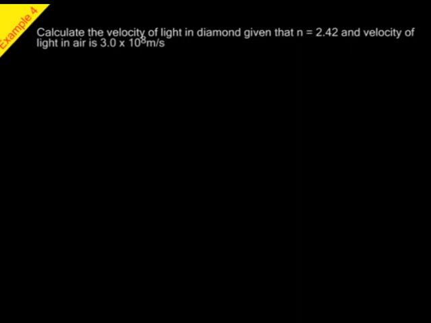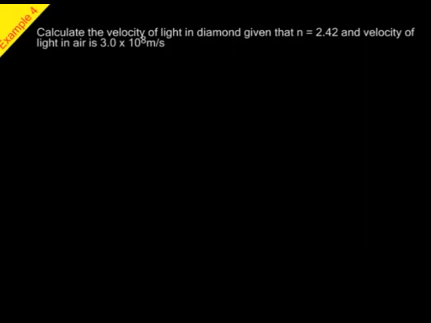Now let's take two examples. Calculate the velocity of light in diamond given that the refractive index of diamond is 2.42. Take the velocity of light in air to be equal to 3.0 times 10 to the power 8 meters per second.